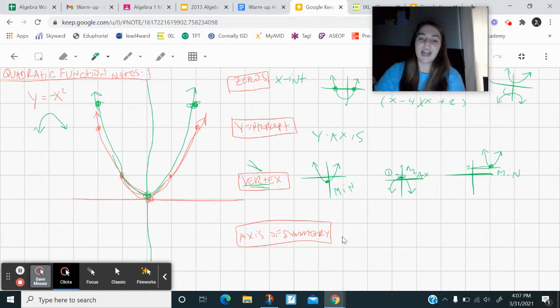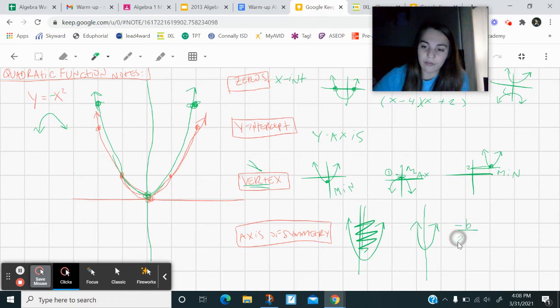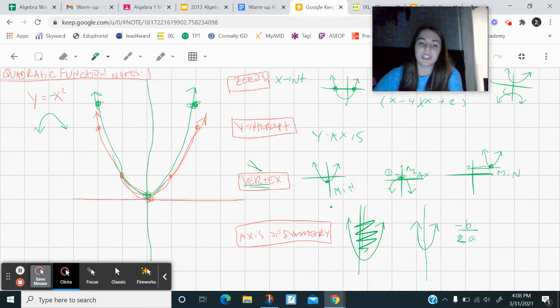And then last but not least, the axis of symmetry is the line that goes directly through the very middle of the quadratic function. The correct formula for finding the axis of symmetry is -b over 2a, okay? You won't have to do axis of symmetry today, but you will have to do the vertex, the y-intercept, the zeros, and some minimum and maximum values today.